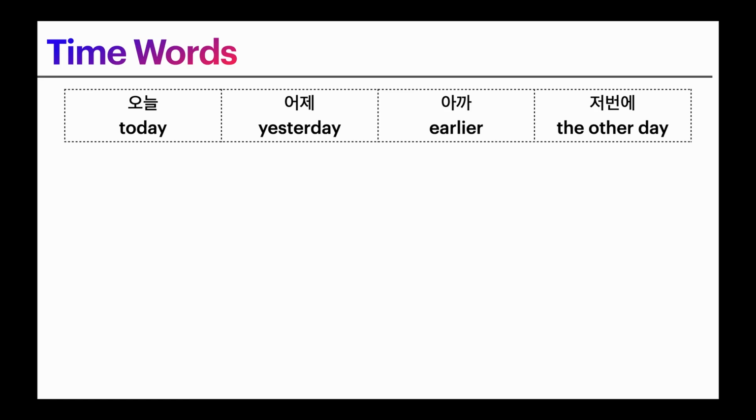Notice that 저번에 has 에 attached to the end. 저번 means last time, and 에 is just the particle that we use to represent time, kind of like in the English phrase on Sunday. So literally this means on last time. Notice that the other time words do not need the particle 에. Just like in English how we don't say on today, on yesterday, or at earlier. You only need 에 for 저번에, the other day. Or it can also mean last time, or recently, or something that just recently happened in the past.